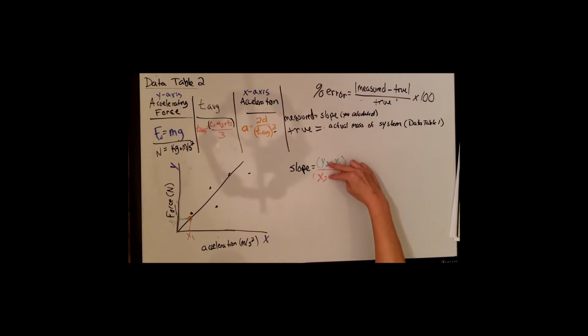I then need another point. My second point will provide x2 and y2.